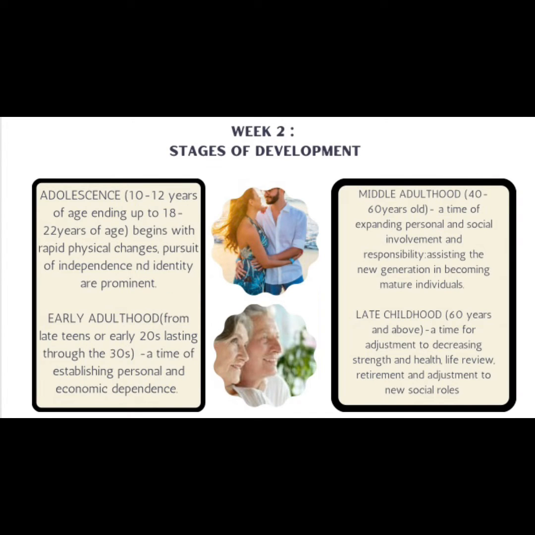Next, the adolescence. Adolescence is 10 to 12 years of age, ending at 18 to 22 years of age. Adolescence begins with rapid physical changes, dramatic gains in height and weight, changes in body contour, and the development of sexual characteristics such as enlargement of the breasts, development of pubic and facial hair, and deepening of the voice. Pursuit of independence and identity are prominent. Thought is more logical, abstract, and idealistic. More time is spent outside of the family.